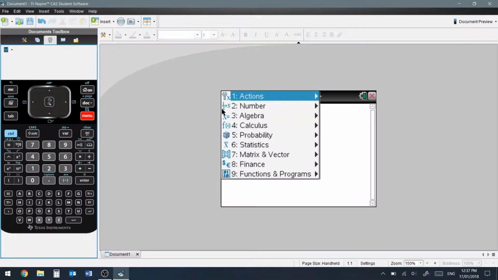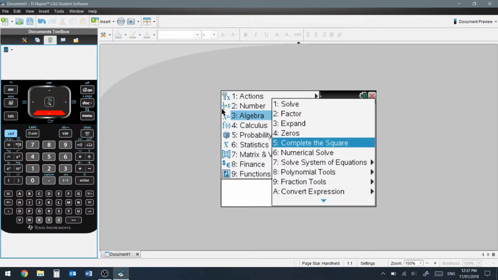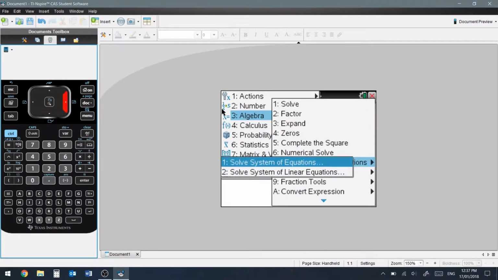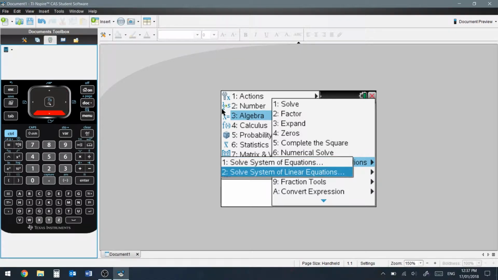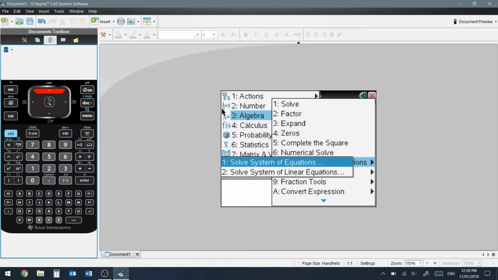Go to menu, algebra, solve systems of equations. And there's two options here. There's solve system of linear equations or solve system of equations. Both ways work in this case. This bottom one here is designed for only linear equations, but you can just use the first one.